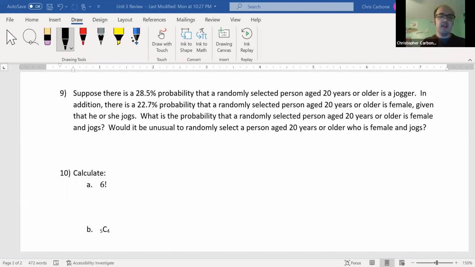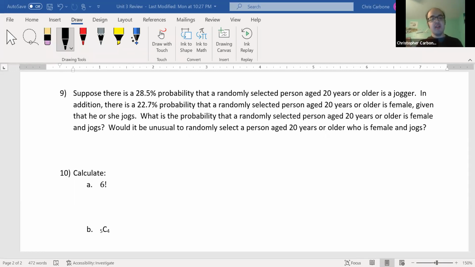I have question number 9. Suppose there is a 28.5% probability that a randomly selected person aged 20 years or older is a jogger. In addition, there is a 22.7% probability that a randomly selected person aged 20 years or older is female, given that he or she jogs. What is the probability that a randomly selected person aged 20 years or older is female and jogs?